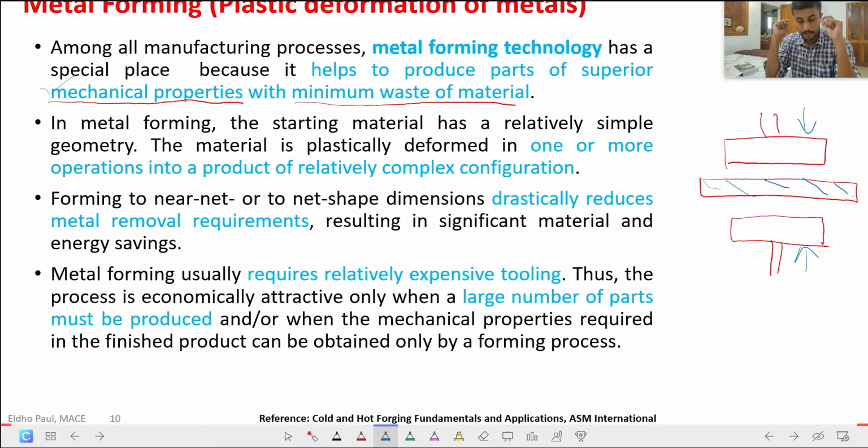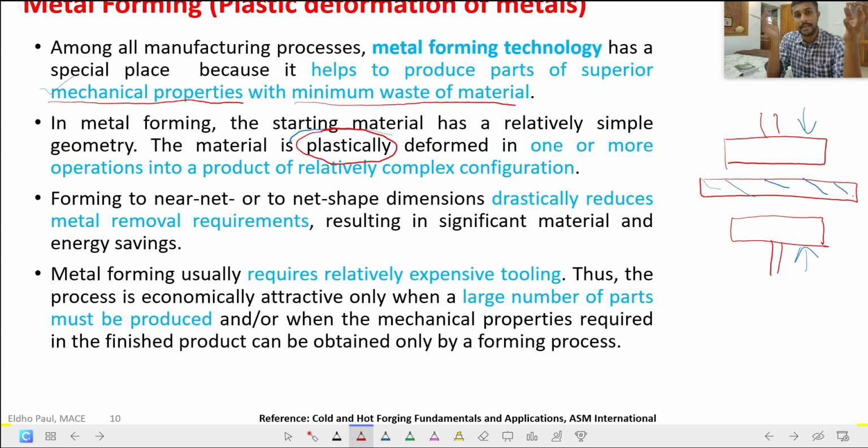In the metal forming process, the starting material has a relatively simple geometry. It may be a rectangular geometry or a round geometry. The material is plastically deformed. This is very important. We should consider this term, plastically deformed. For any metal forming process, we should deform the material plastically. There are two types of deformation. The first one is elastic deformation. The second one is plastic deformation.